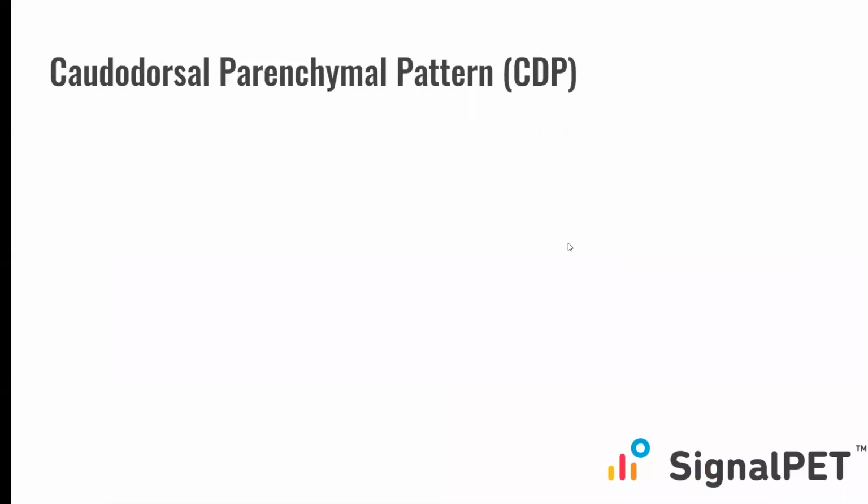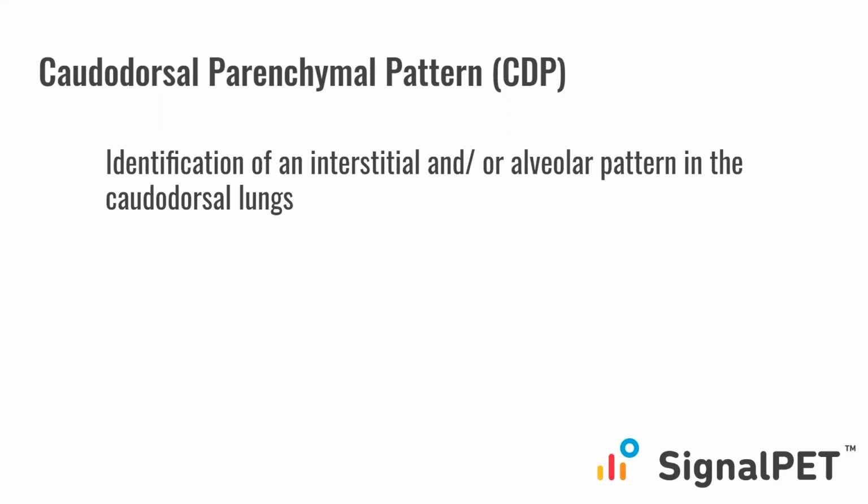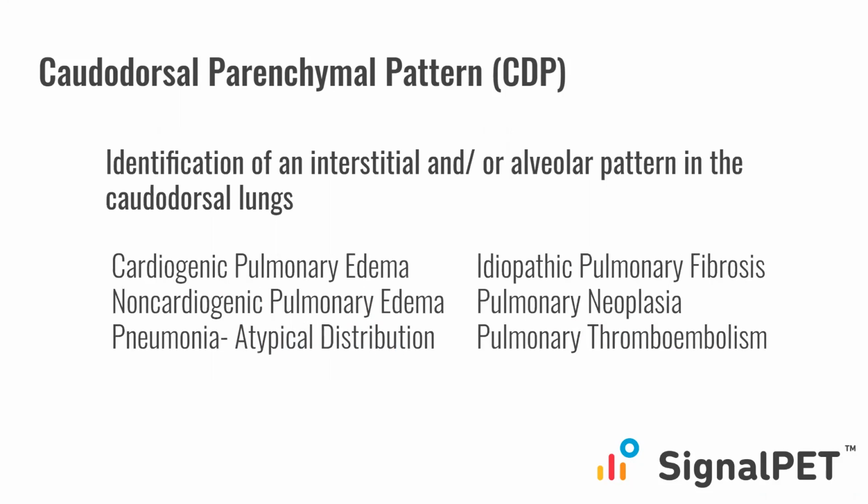Okay, all right, so now we're going to talk about caudodorsal parenchymal pattern, and SignalPET recognizes an abnormal caudodorsal parenchymal pattern when there is an interstitial and or alveolar pattern in the caudodorsal lungs. And here are some of the more common differentials. I think by far I see this most often due to cardiogenic pulmonary edema in dogs, sometimes cats as well. We also see this with non-cardiogenic pulmonary edema.